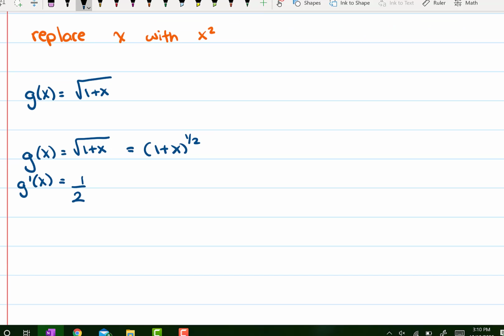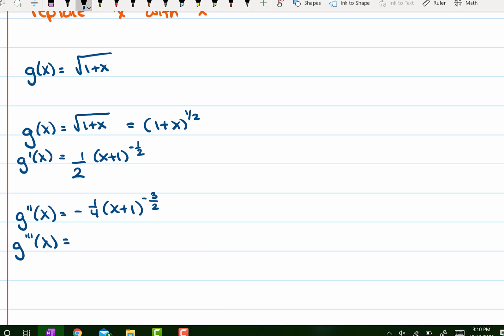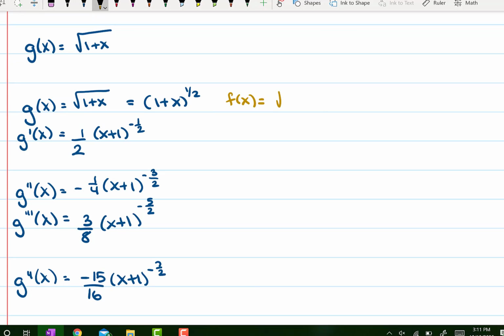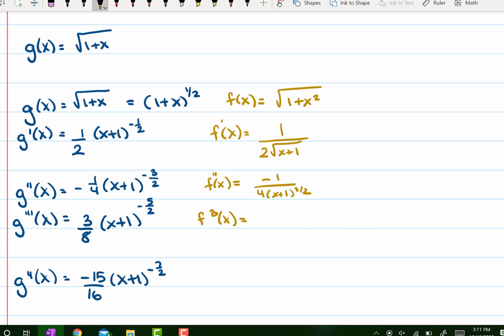So the next thing I'm doing is I'm going to write out my simpler function and take the derivative 4 times, or as many times as I need to, in order to get my Taylor polynomial. The next step is to rewrite my derivatives using my more complicated function. So I'm going to write this as 1 over the square root of x plus 1.